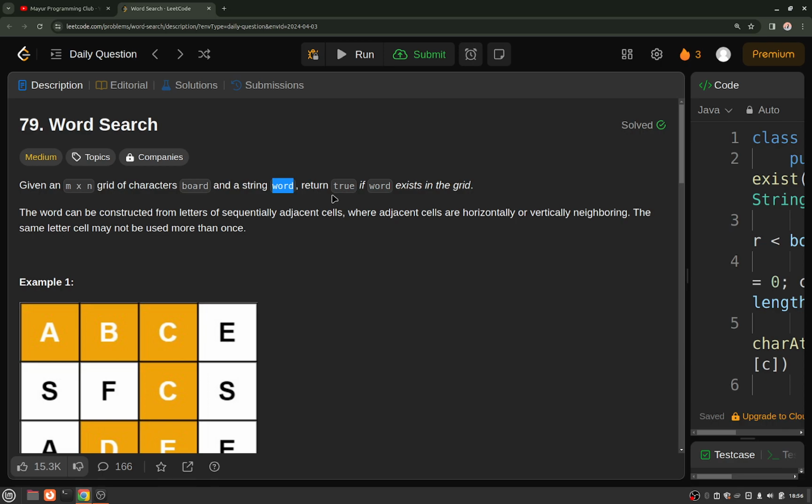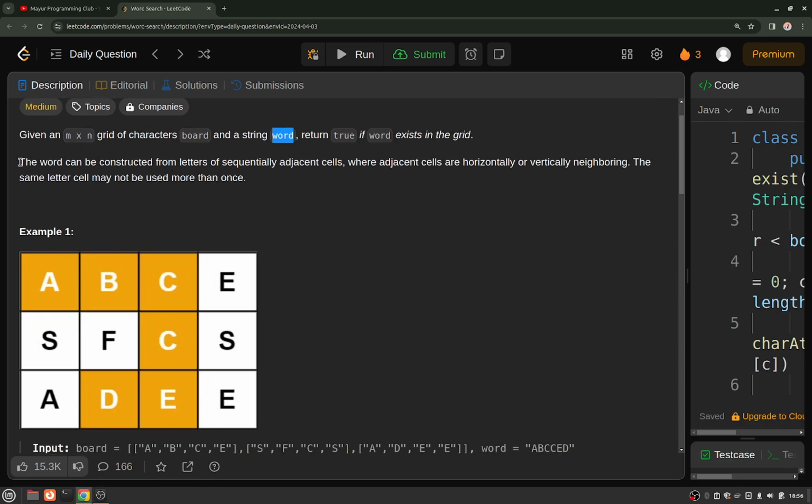Okay, and there is an extension to the problem, which is that the word can be constructed from the letters of sequentially adjacent cells. Okay, where the adjacent cells are horizontally or vertically neighboring. Okay, so the same letter cell may not be used more than once.